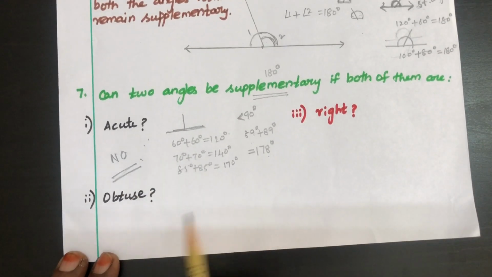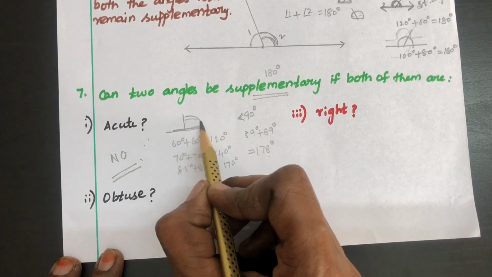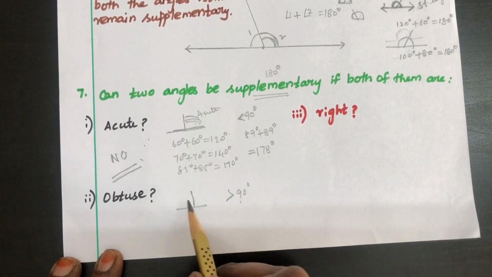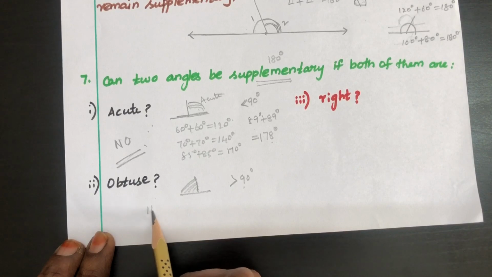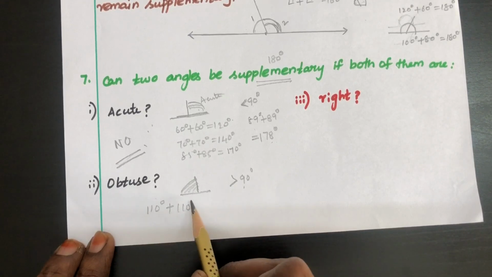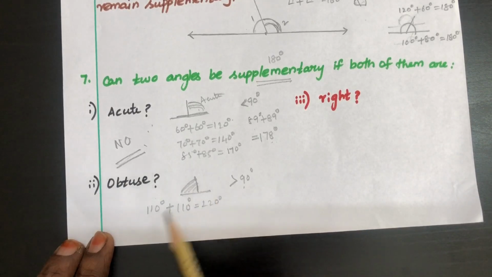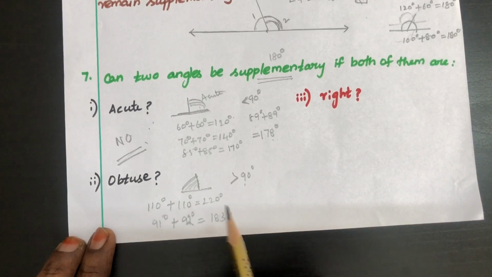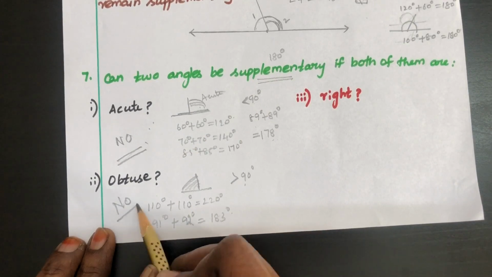Keep it in mind. Obtuse. Will two obtuse angles make supplementary angles? Question: what is an obtuse angle? See, these portions are acute. Angles greater than 90 degrees are obtuse angles. For example, if we take 110 degrees plus 110 degrees, two obtuse angles equal 220 degrees. Even 91 degrees plus, let us take a close angle, 92 degrees, gives you 183 degrees, that means greater than 180 degrees. So two obtuse angles also cannot make supplementary angles. So this is also no.